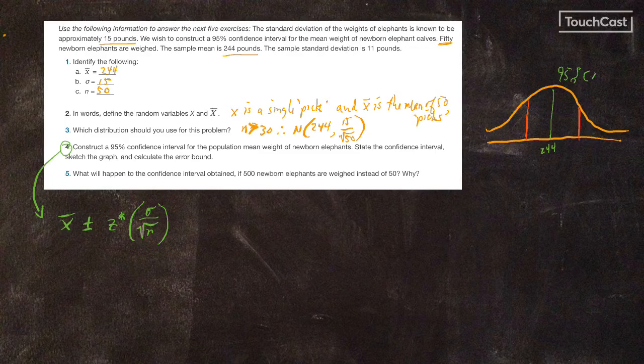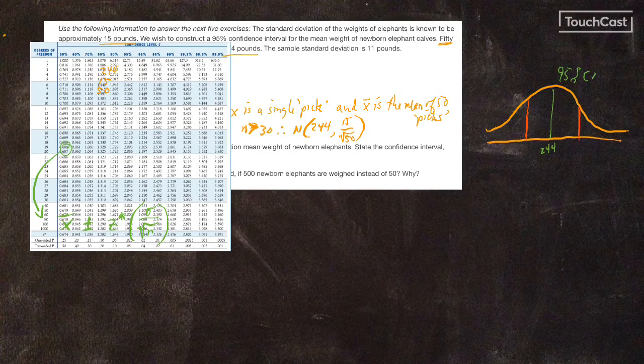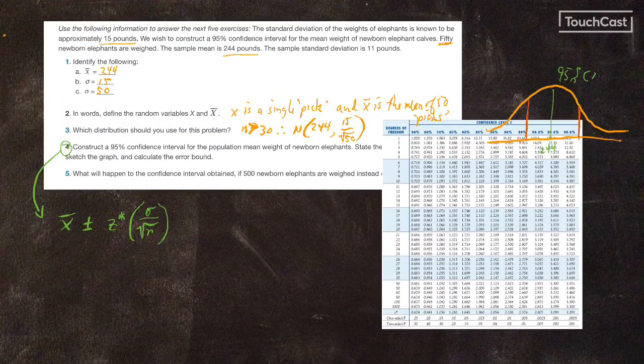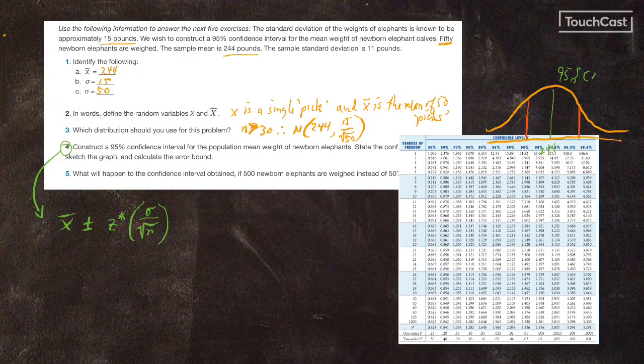So if we pop over to our table in the front part of the book, you can see here that we're looking at this row right here, the z star row, and we're going to go over to the column that says 95, which is this column right here, and we get this 1.960 as our z star value.